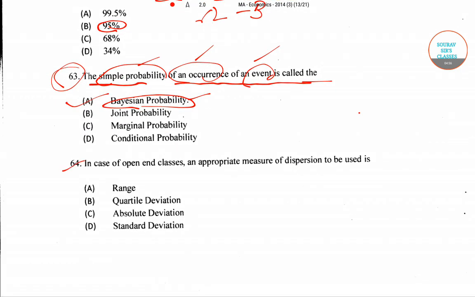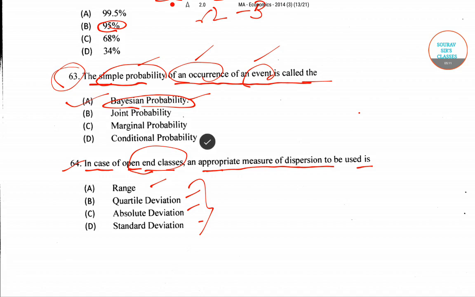Now we'll go to question number 64. In the case of open-end classes, an appropriate measure of dispersion to be used is, four options are given: range, quartile deviation, absolute deviation, standard deviation. In open-end classes, we know the right answer is quartile deviation. So for 64, the right answer is B.